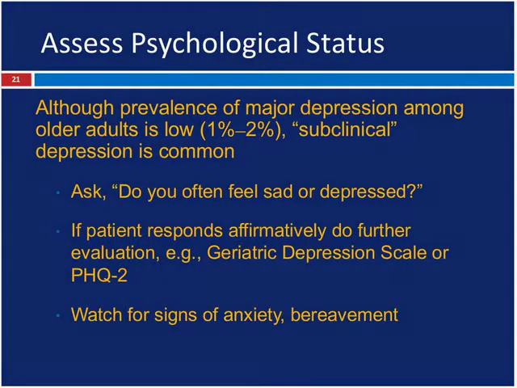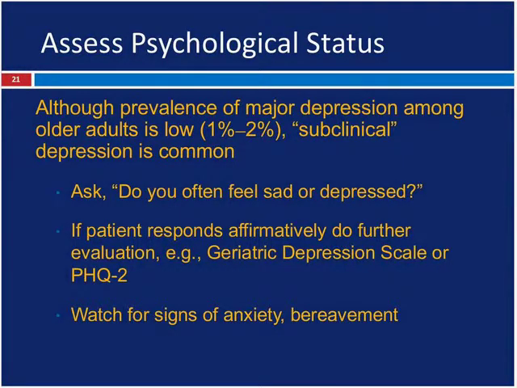Within the psychological realm, the epidemiology suggests that the prevalence of major depression is relatively low at only 1 to 2%. But there's kind of this iceberg right underneath the surface, in terms of subclinical depression, which is quite common, and often can contribute to many of the geriatric syndromes that become increasingly common with age.